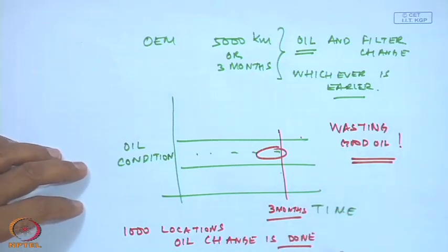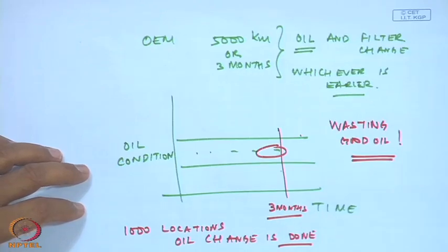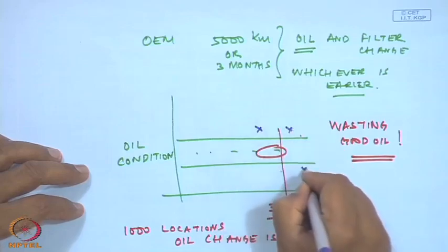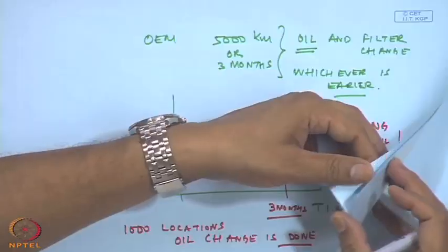And there have been reports, people have shown statistics or done surveys and found out that by not changing the oil periodically as has been mentioned by the OEM, but changing it only when it is required because the properties have gone beyond the bands, and somewhere we are here, here, etc. Then only we change the oil. So, oil change is to be done only when it is required.